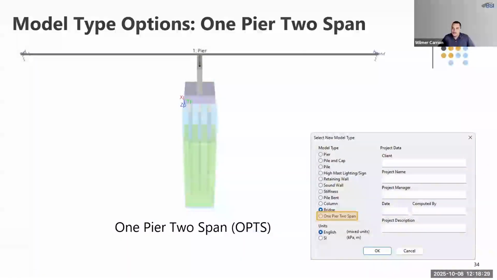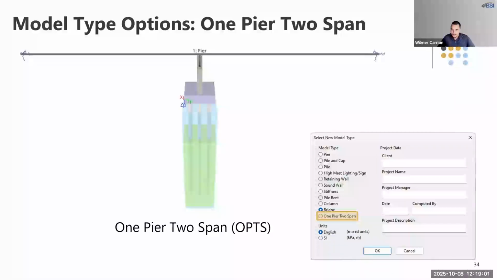And the last thing I'd like to talk about this session is the specialized bridge model, which I mentioned at the beginning, which was the 1-peer-2-span model, or the OPS model. This model is useful for when, for example, you have a large bridge model with many substructures that perhaps takes a very long time to analyze, but maybe for the moment you're only really interested in the behavior of a particular substructure, but you still want to capture the stiffness provided by the rest of your bridge.